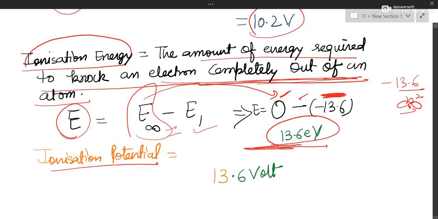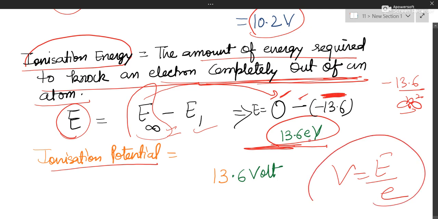Similarly, ionization potential. I already told you, whenever you have energy, you simply divide it by the electronic charge, or whichever charge it is. So this is the relation. Remove the e symbol, and you will get the ionization potential.